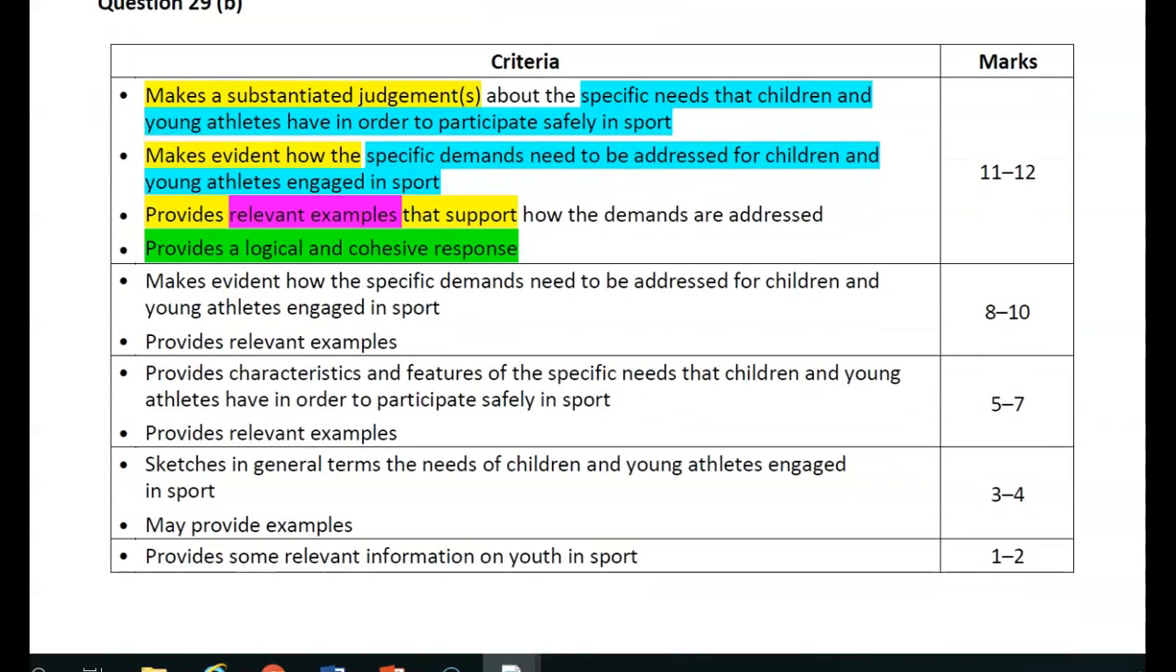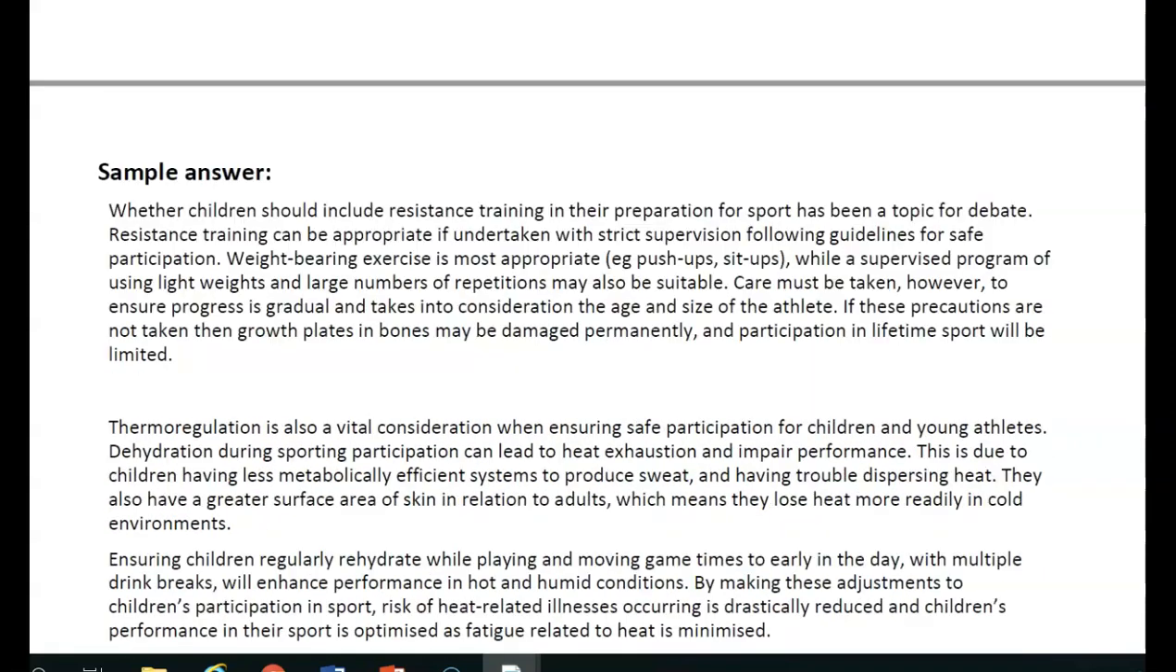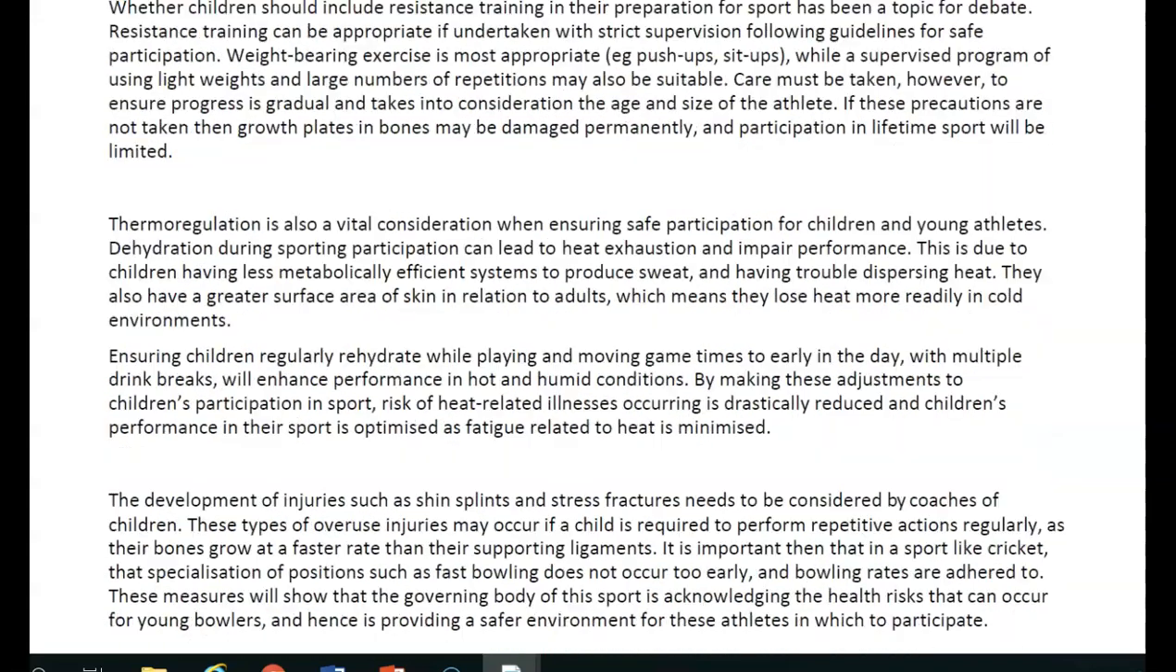Again here, you can see that if students do not make evident and show, like make the judgments around the specific needs of children and athletes, they're really not able to access the higher bands. 5 to 7, they're describing. 3 to 4, they're outlining. So we need to have students access those higher order thinking skills in order to improve their results. I've included a sample answer for them to review as well.